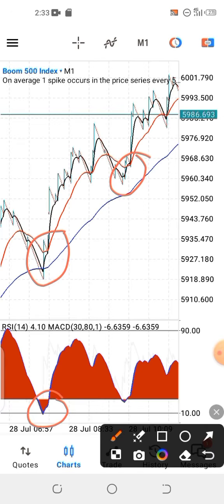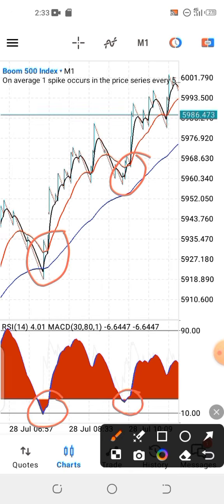And you will look at your moving averages. If it is above the blue line, then you wait for the first spike, and make sure that the first spike crosses the red moving average. Same thing with here. Are you seeing it?